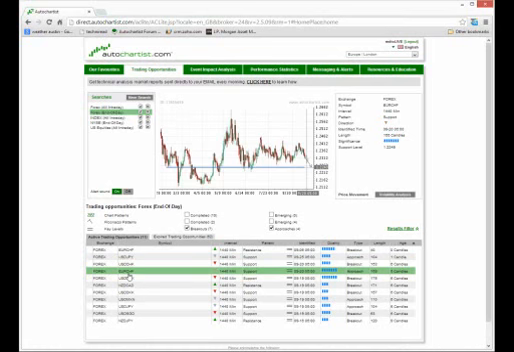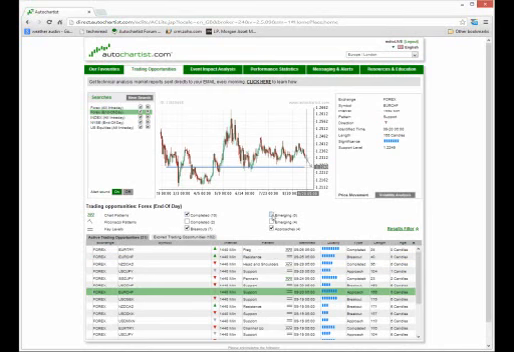Now, I do something slightly different in my trading. I like to enable chart patterns, but what I also like to do is make my filter criteria slightly more complex.